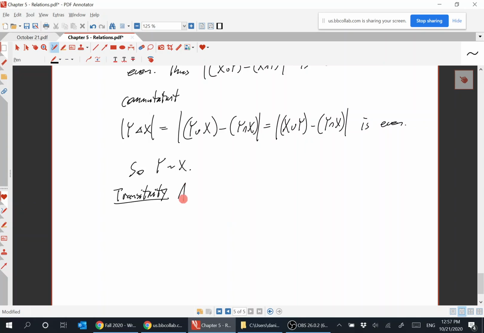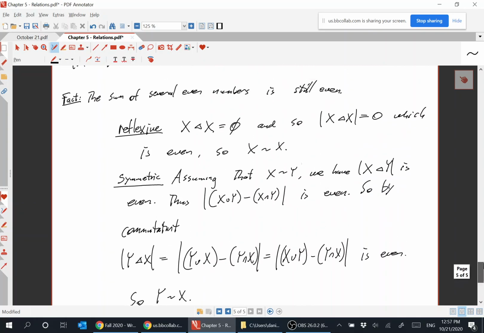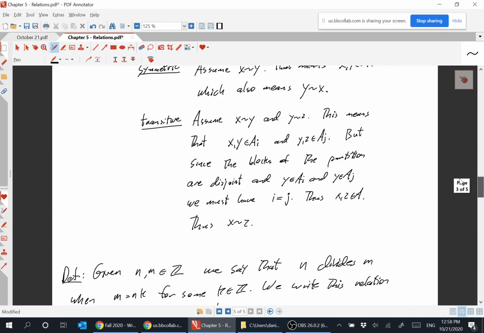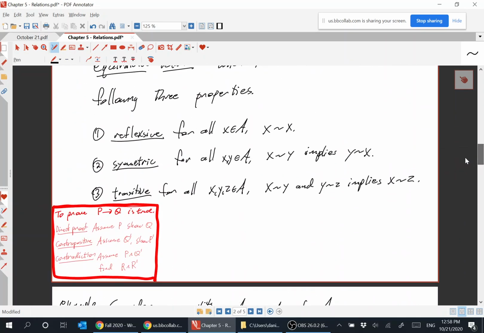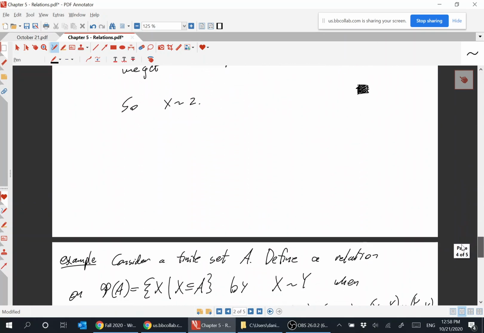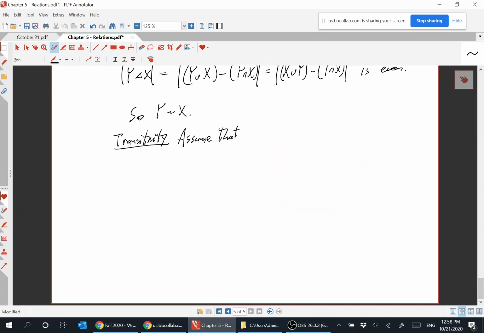Right, so assume that. For transitivity, what do we assume? We assume X is related to Y and Y is related to Z.